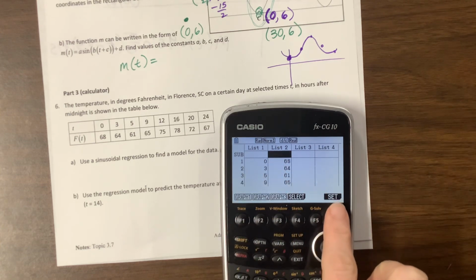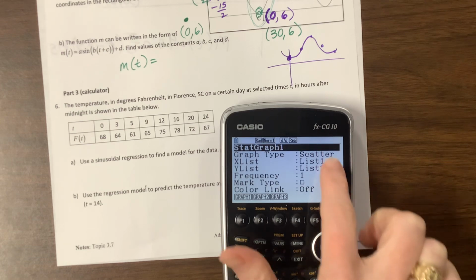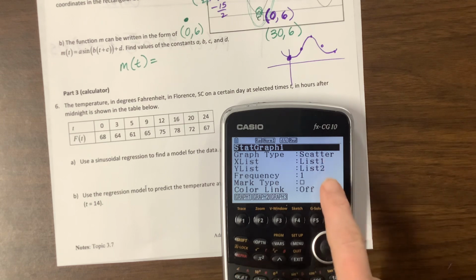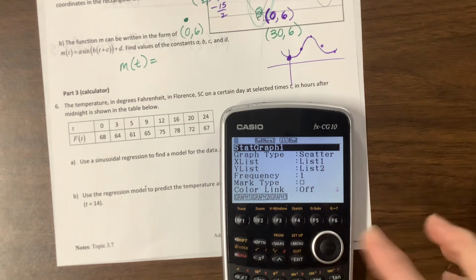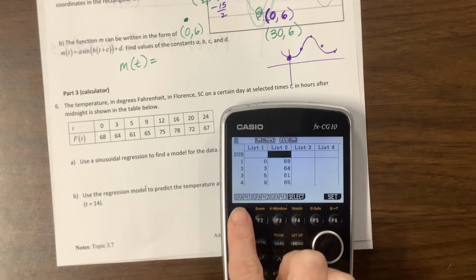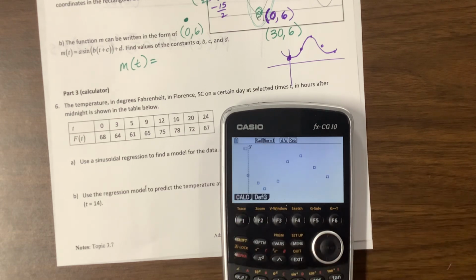It might help to set it up. So if you're not getting what you want, go here. I want a scatter plot. I want the X to be list 1. I want the Y to be list 2. If for whatever reason I want to change that, I could, but everything's great. So now we just can hit over here, hit graph, and it will find those points. And they sure do look to me like a sine curve.